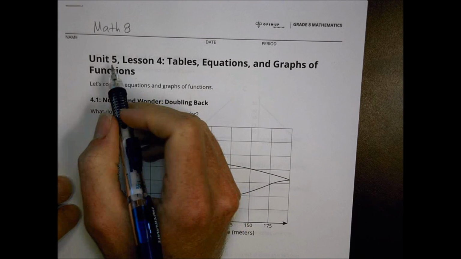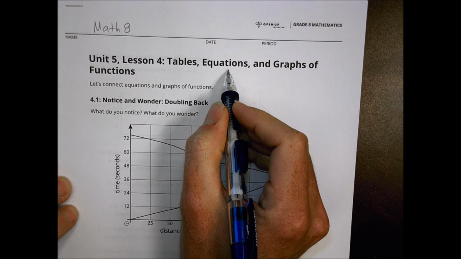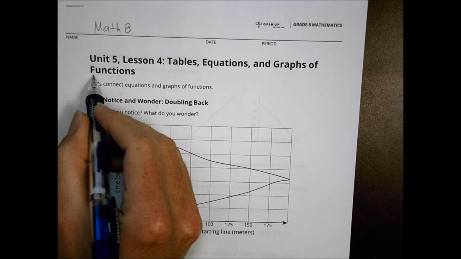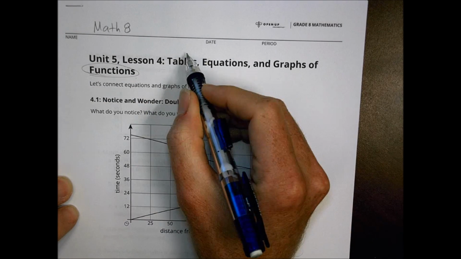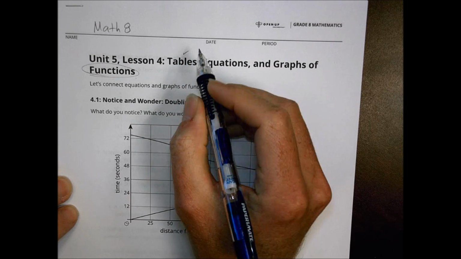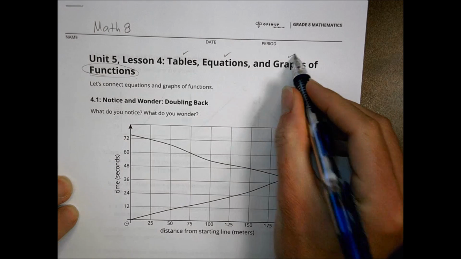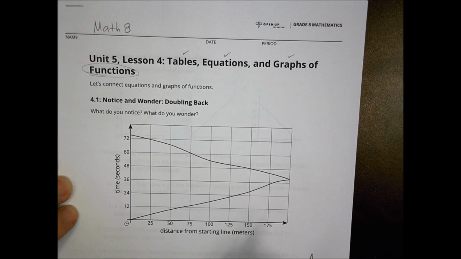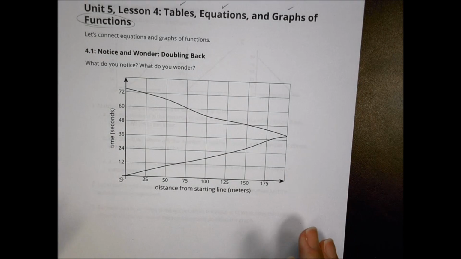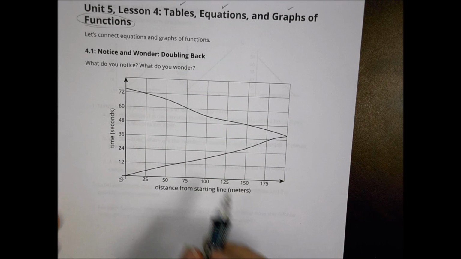Okay, here we are in Math 8, Unit 5, Lesson 4, called Tables, Equations, and Graphs of Functions. So we're still looking at functions today, but now we're going to look at them in terms of having some tables, which we've done before, equations, which we've done before, and we're adding to that some graphing to take a look at functions. Okay, so you began today with a notice and wonder question called doubling back.